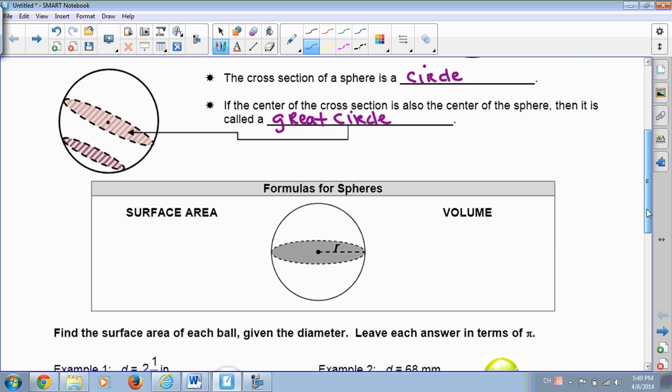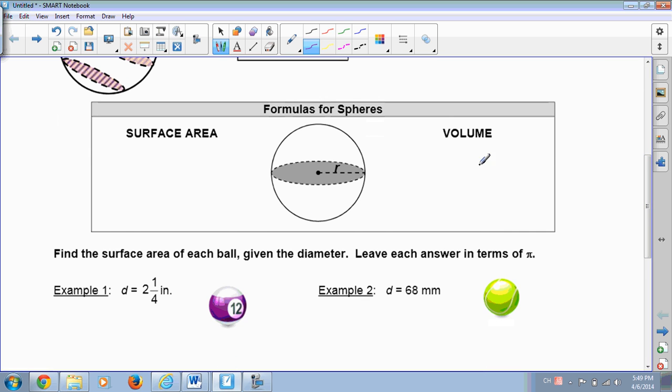Okay. Let's talk about the two formulas that you need to know for sphere. Today we're doing both surface area and volume. We haven't done either one yet. Both of these formulas are on your formula chart. The surface area of a sphere, there is no lateral surface area of a sphere. There's only total surface area of a sphere. And so there's only one formula. And the formula for surface area is 4 pi r squared. Surface area of a sphere is 4 pi r squared.